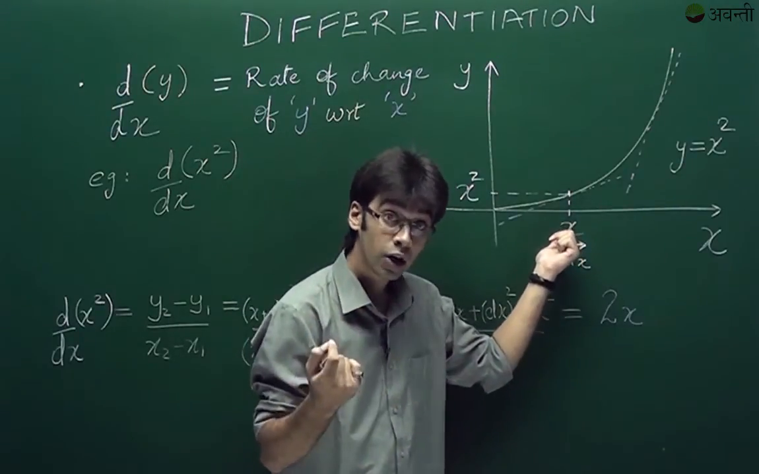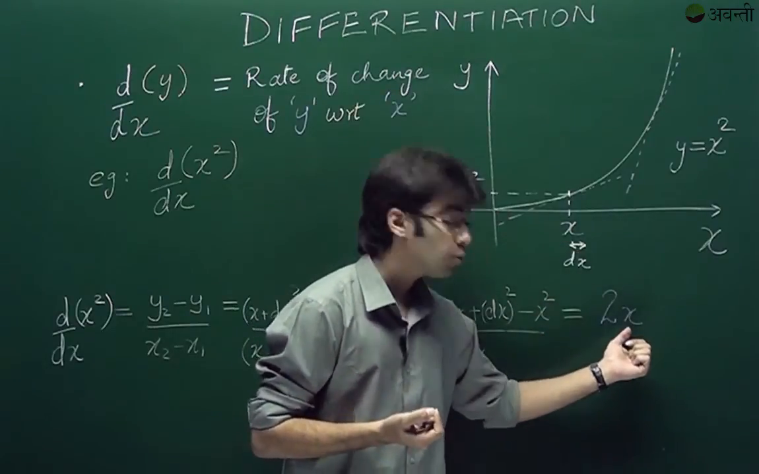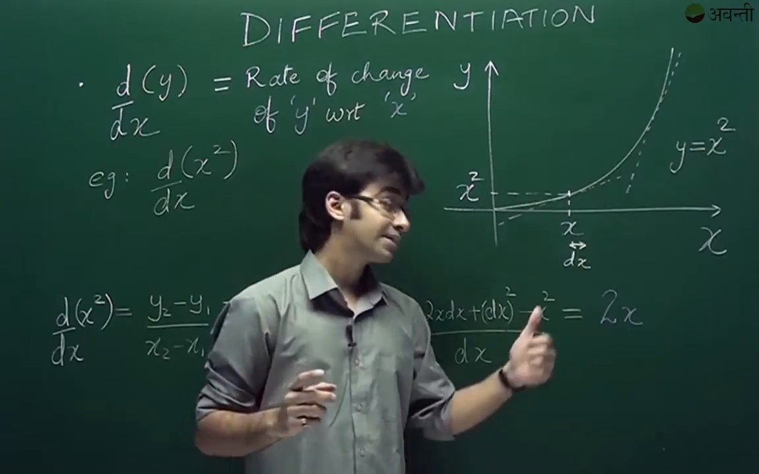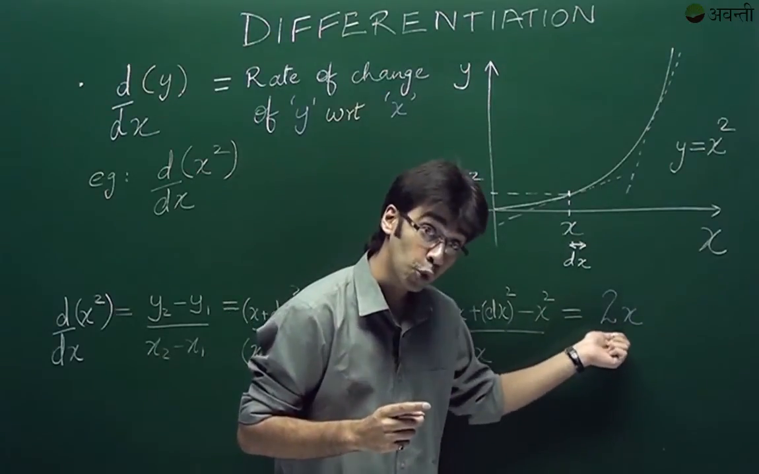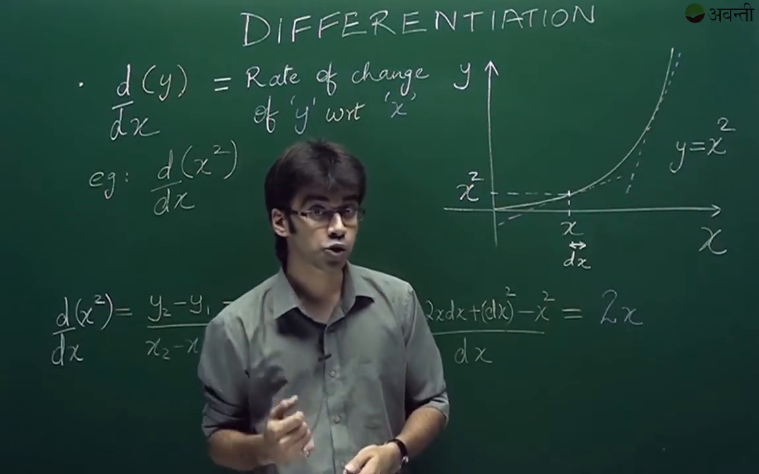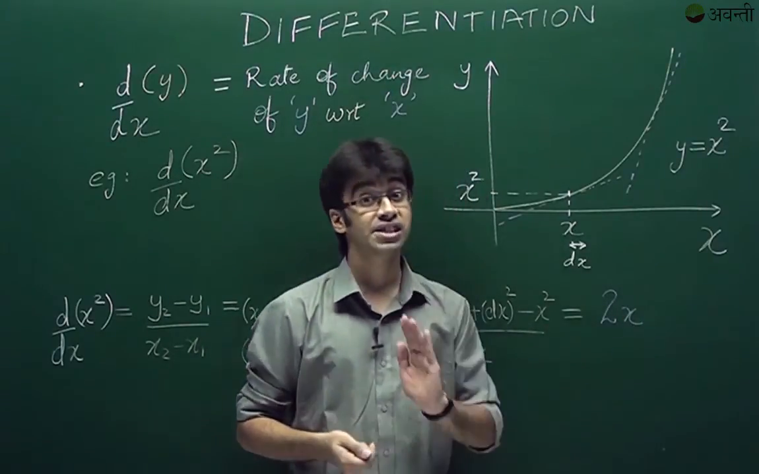Now if I want to find the instantaneous rate of change at say the point x equal to 1, what do I need to do? Simply put the value here and my answer is 2, which means the rate of change at x equal to 1 is equal to 2. Let's say I take the point x equal to 5. What is the rate of change going to come out to be? 2 into 5, which is 10.